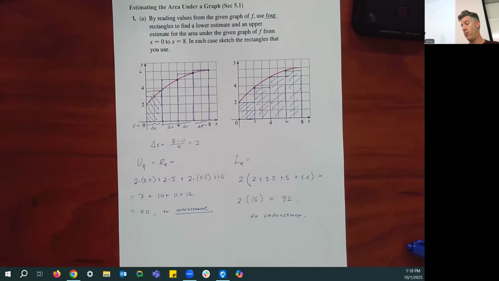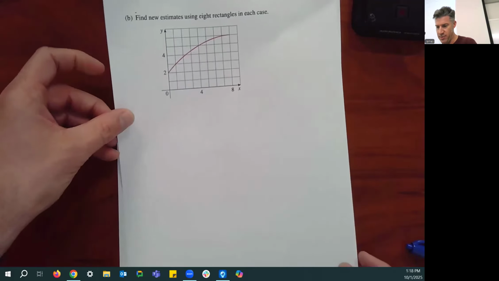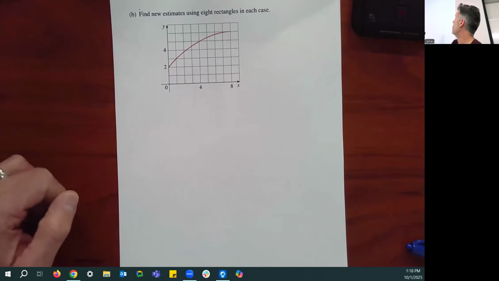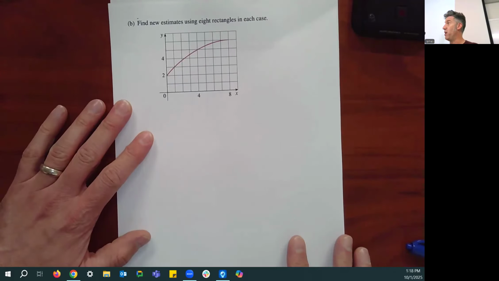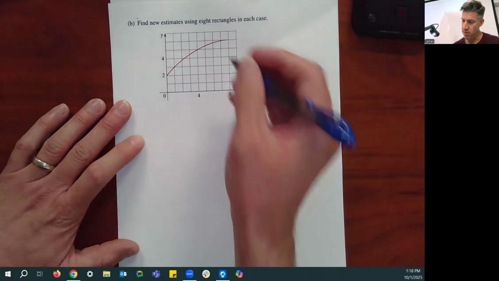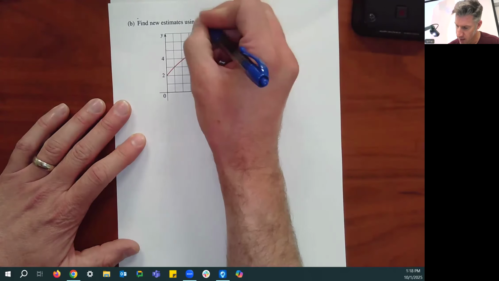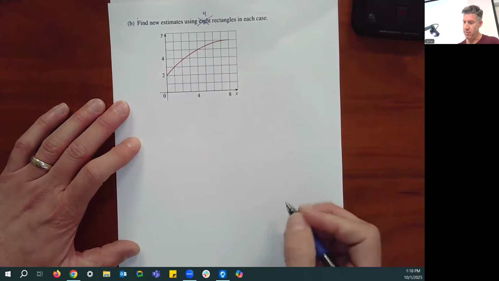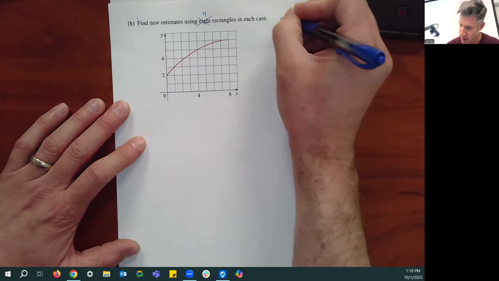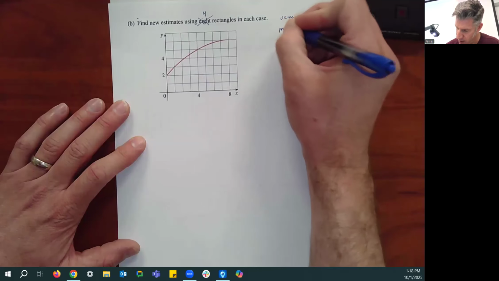Left endpoint. So I will say we could have also been asked to use the midpoints to estimate it, right? In fact, why don't I do that? Instead of doing what this next one says, using 8 rectangles, which I really don't want to do, we're going to use midpoints instead. So we're still going to use 4 rectangles, but now using midpoints. Wow, that looks terrible.